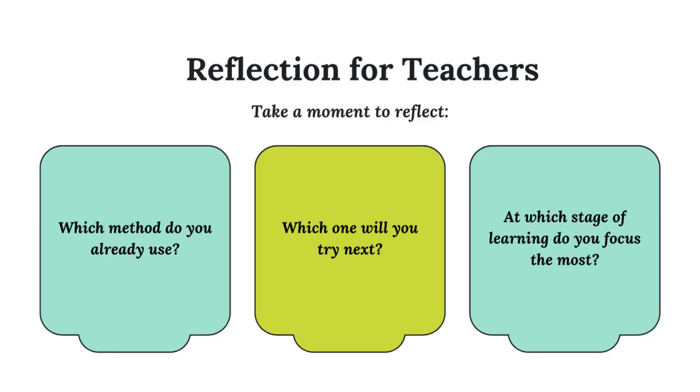Now that we have also gone through Bloom's taxonomy, I want you to pause and reflect. Which method are you already using? Which one will you try next? And at what stage do you usually stop, remembering or creating?